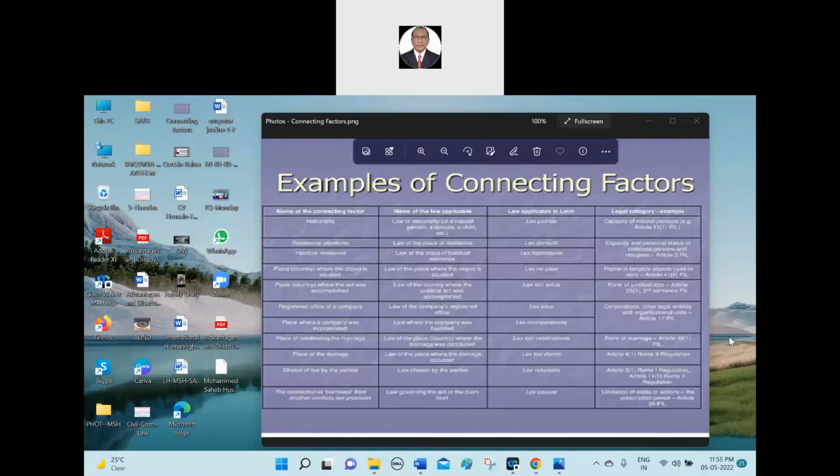Even to me also it's a new word. It is lex incorporationis. I repeat, lex space incorporationis, I-N-C-O-R-P-O-R-A-T-I-O-N-I-S. Lex incorporationis. Repeat. Lex incorporationis. I appreciate. Place of contracting the marriage. I repeat, place of contracting the marriage.